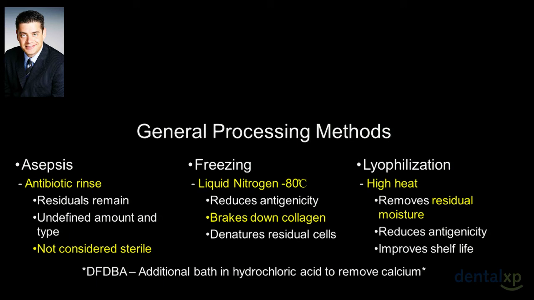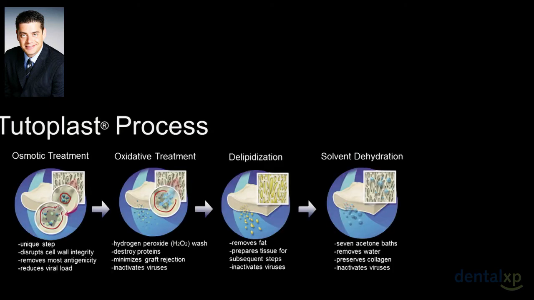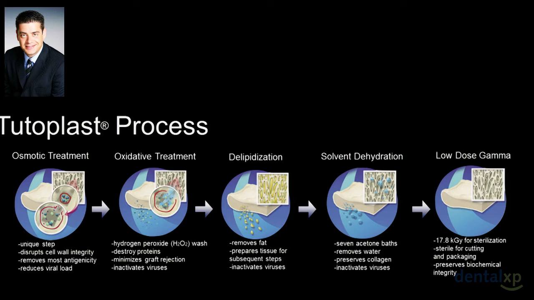Of course, if you demineralize, if you have a DFDBA type of product, there's an additional bath in hydrochloric acid to remove all the mineral content from bone. The only other material that has different processing is Puros. Okay? Puros came into the market about 6 years ago, and what's different about Puros is this Tutoplast process. This is a patented process that, instead of using the high heat that is normally used with all FDBA type of products, is just a series of baths. It's a really slow process. It takes a couple of weeks for this to be completed.